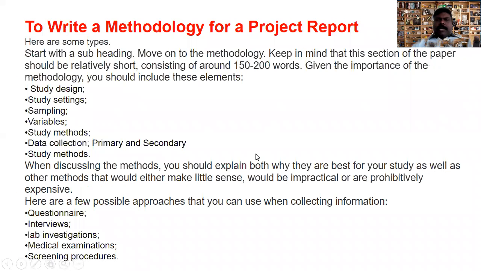So this is a universal format, it will be like this, to write the methodology of a project report. Start with a subheading, then move on to the methodology. Keep in mind the section of the paper should be relatively short, because it is a synopsis, it should be very short, consisting of 150 to 200 words.